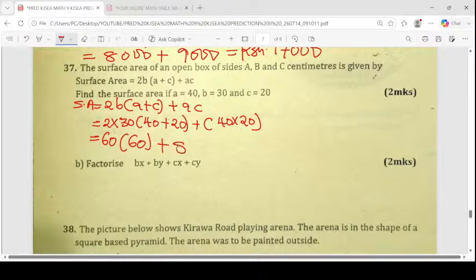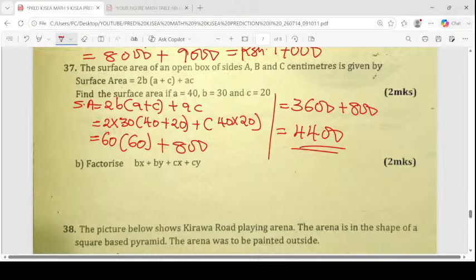This is 800. So 60 times 60 will become 3600 plus 800. This will be 4400 as the answer. 4400 as our answer to that particular question. The units are centimeters, so this one will be square centimeters. Remember that.